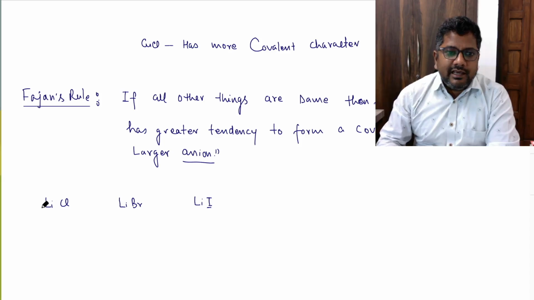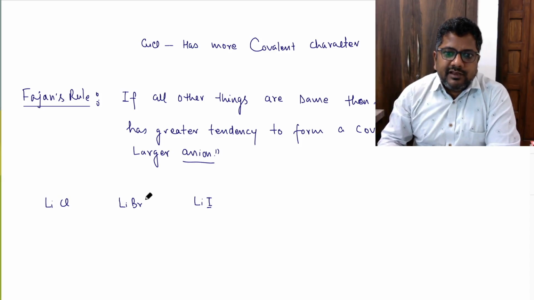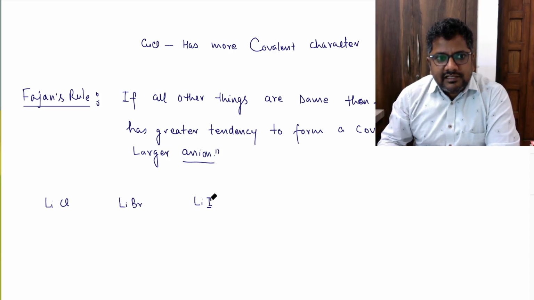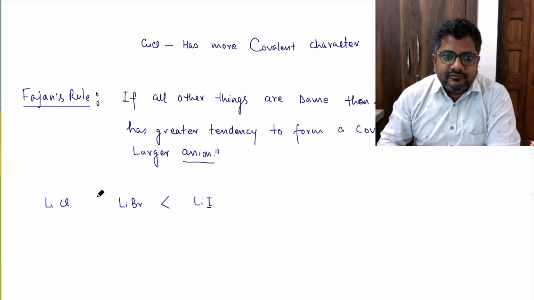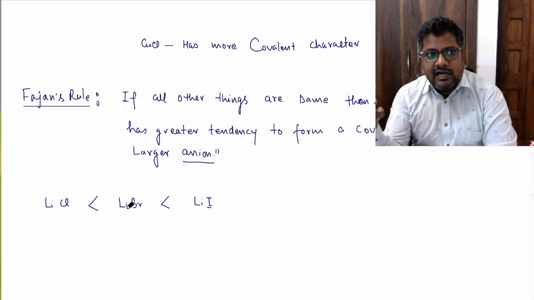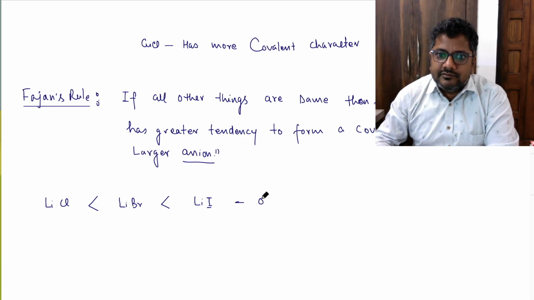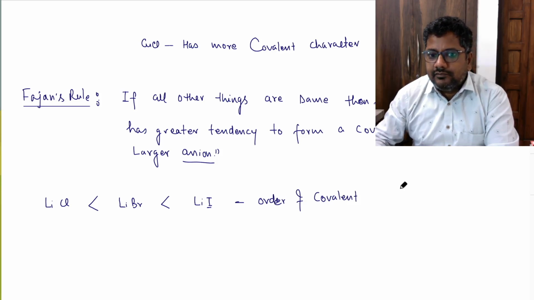So Li is common, leave that. Now Cl minus, Br minus, I minus. Which has the largest size? I minus has the largest size. Cation is common, so polarizability of I minus is maximum. So it has maximum covalent character. So higher the polarizability, higher the polarizing power, higher the covalent character. So this is the order of covalent character.